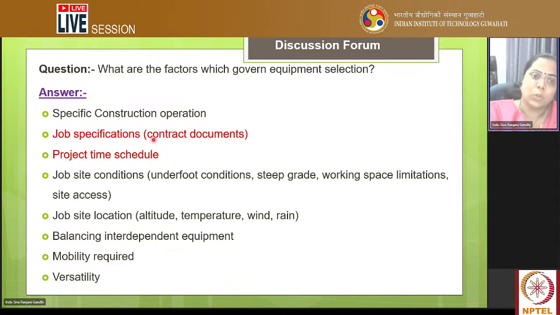And you have to look into the project time schedule. Whatever equipment you select, it has to meet the schedule within the stipulated time, at the lowest possible cost. All these factors are available in the slide already in the portal. You can go through.